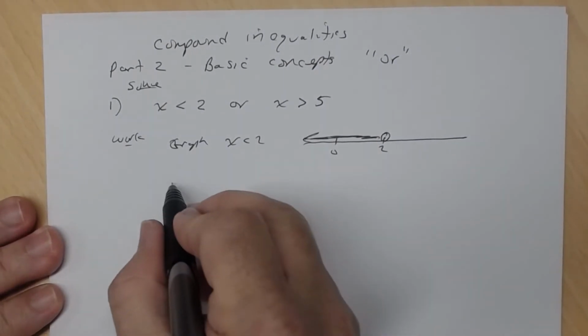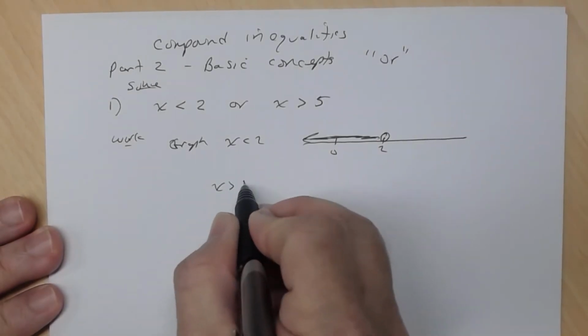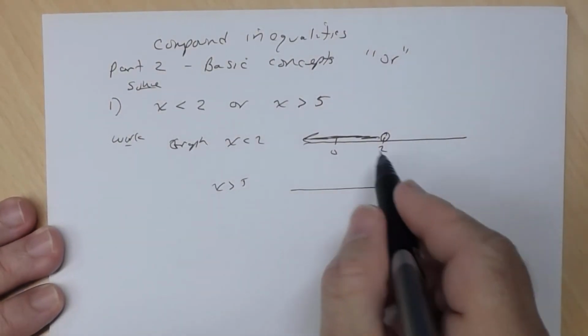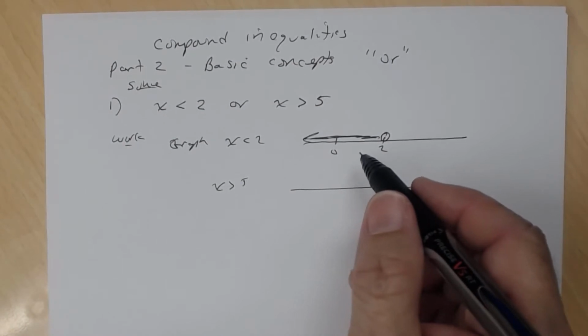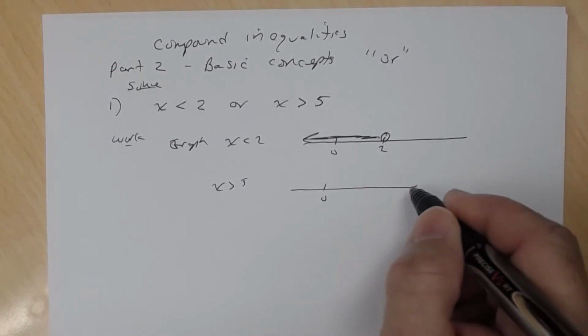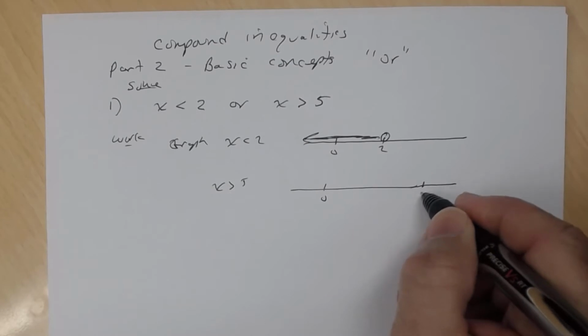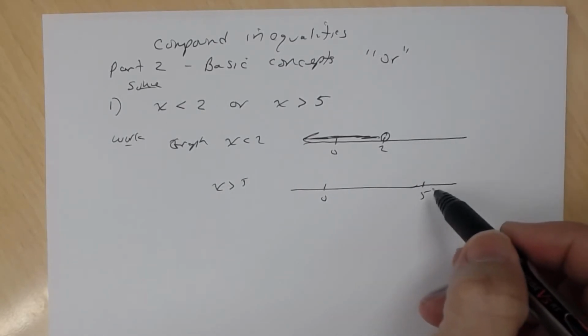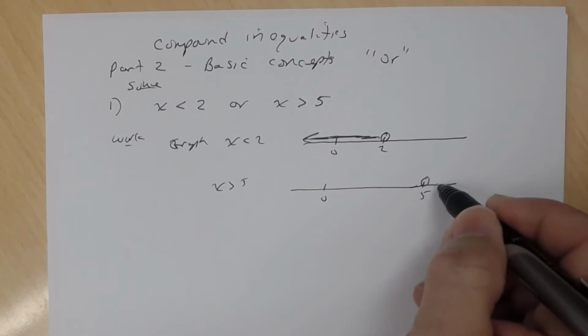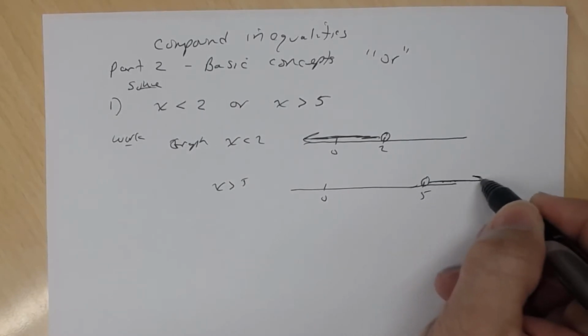Now let's do the next one. We're graphing x is greater than 5. And see, it helps if you align. You've got to align this, otherwise you're probably going to mess up your final answer. Here's 0. Make sure you put 5 in the right place. So 5 goes here, on the right side of 2. Open circle, and then shade to the right.